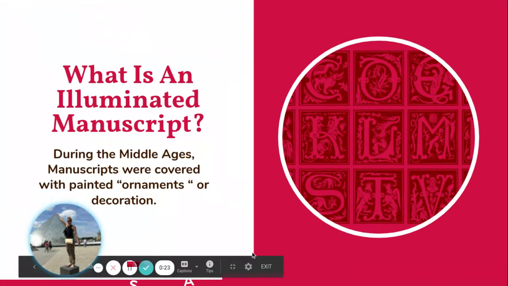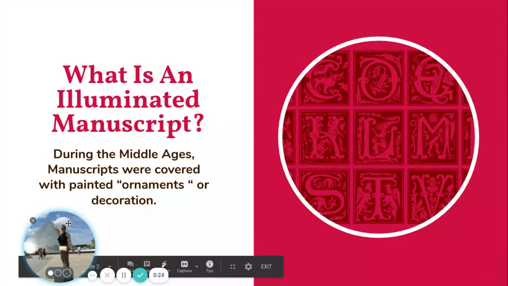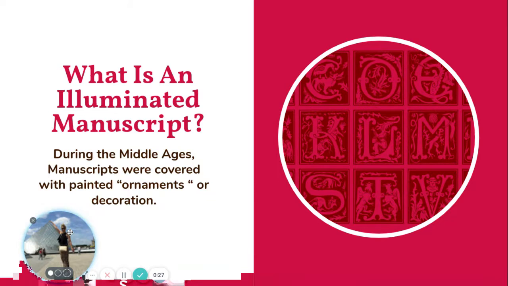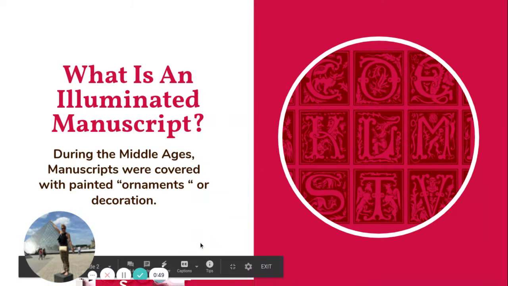So, Illuminated Manuscript, that is during the Middle Ages, manuscripts were covered with printed ornaments or decorations. As you can see to the right, here are some different letters, and they're decorated. There's dragons, birds, flowers, all kinds. It makes me think of Game of Thrones, which you all shouldn't be watching, but I'm just using that as a reference for that medieval-esque look.